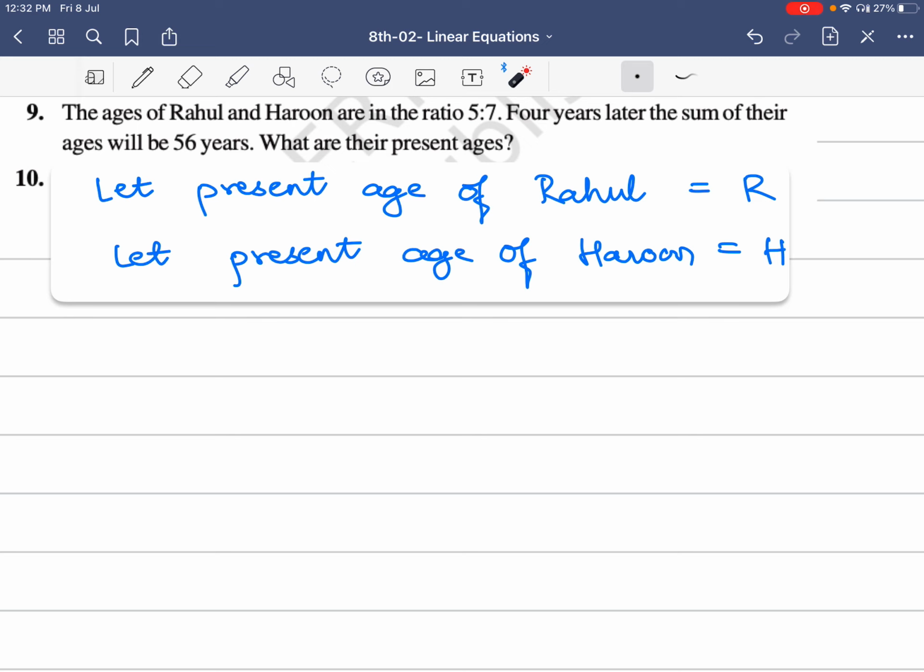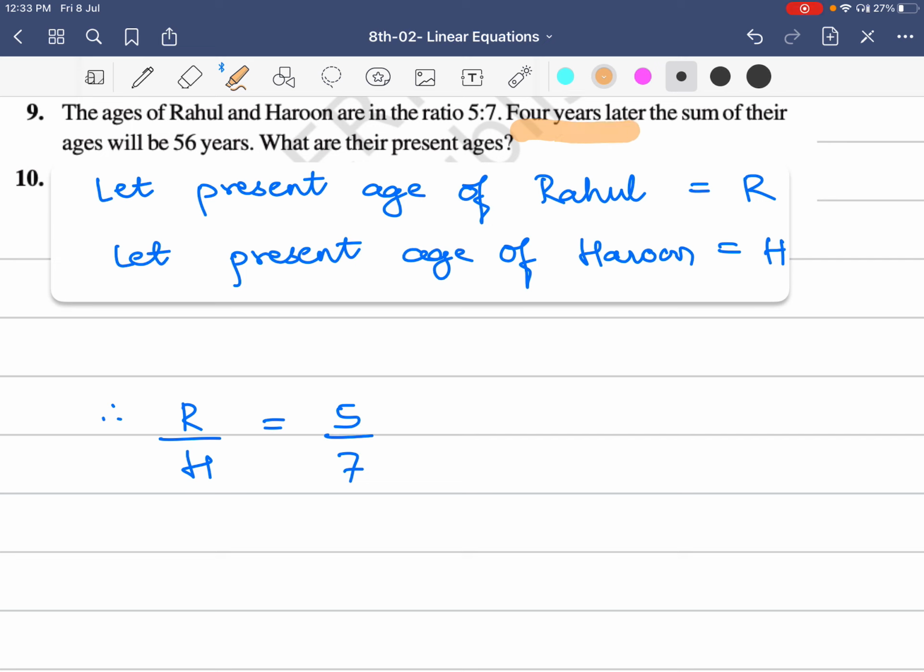Okay, now let's try to read the problem statement again. Our job is to read the English language description given in the problem statement and convert it into mathematical equations. So the ages of Rahul and Harun are in the ratio 5:7. Okay, so we can clearly say R by H is equal to 5/7, because that is what the English statement says, that their present age are in the ratio 5:7.